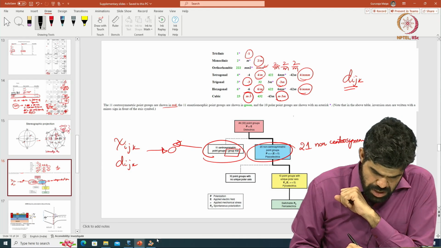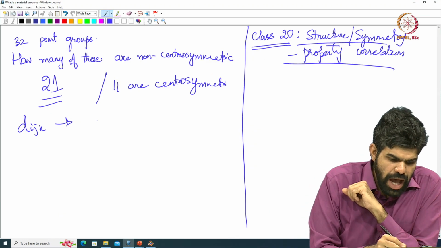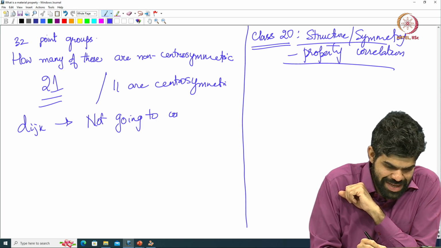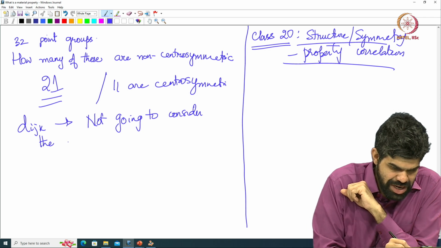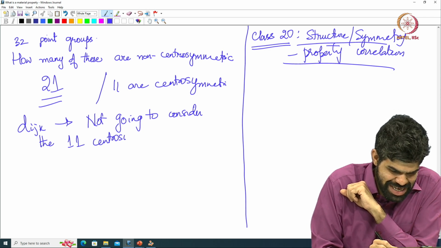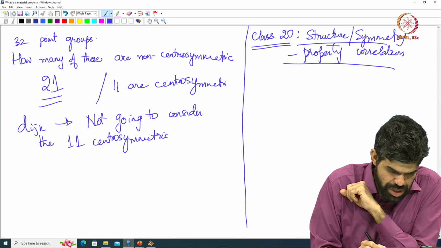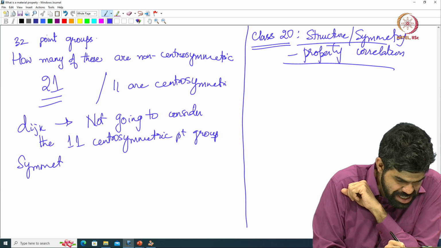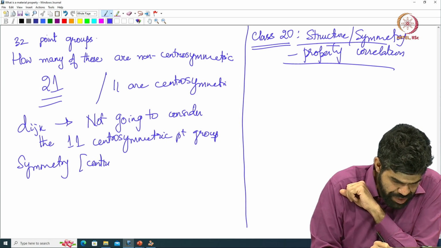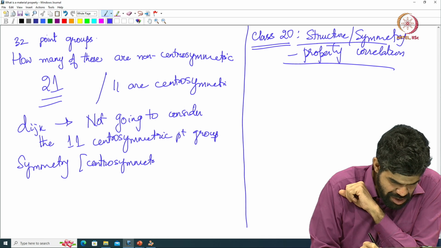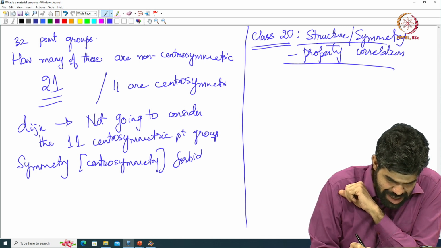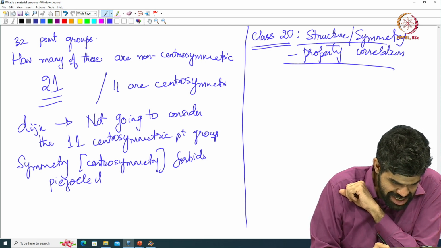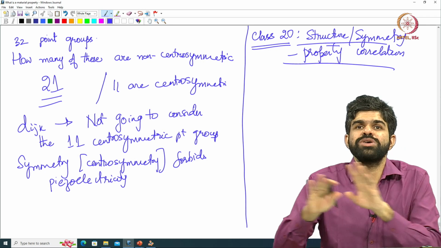Yes. So, if I am looking at a third rank tensor such as dijk, I am not going to consider the 11 centrosymmetric point groups. Why? Because symmetry, in this case centrosymmetry, forbids piezoelectricity. This is a very strong statement. Symmetry can forbid things and there is nothing you can do about it.